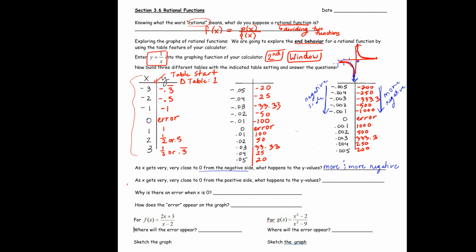Now, as x gets very close to 0 from the positive side. So here are my positive numbers. It's getting closer and closer to 0. So this would be my positive side.